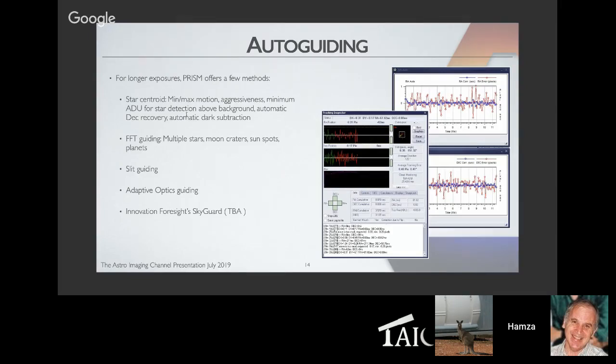You can see the tool on the left side, the bottom of the left side. So you can have the controls where you can set your aggressiveness, you can set your minimum motion. The DEC has its own tab at the bottom where you can set all the parameters to make sure it's never drifting.